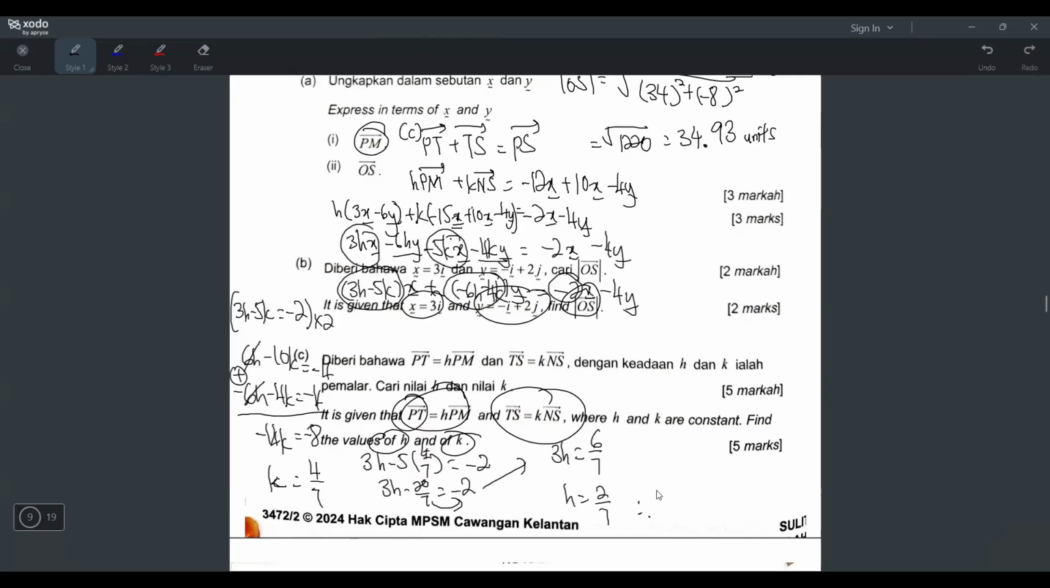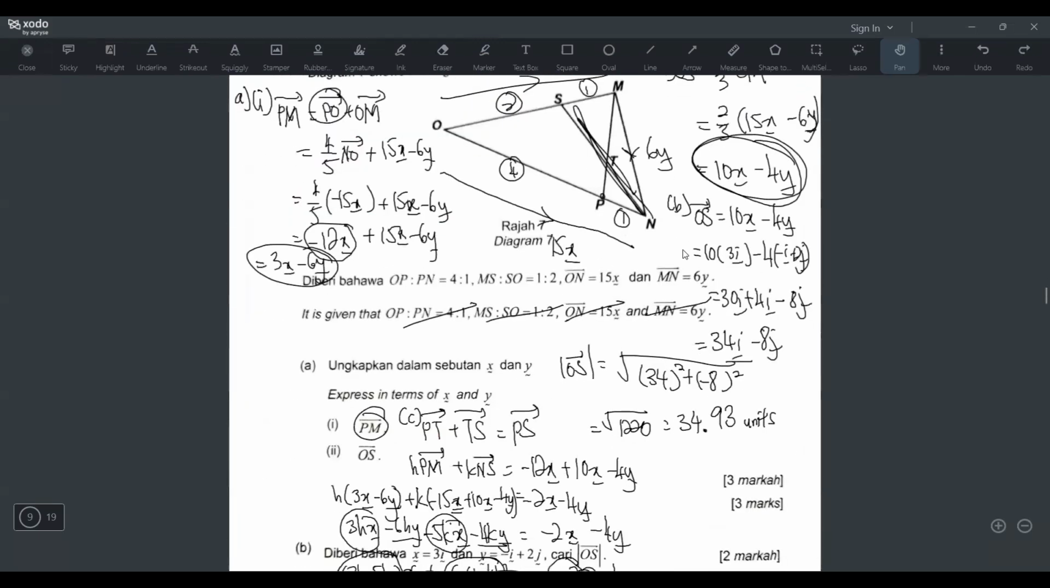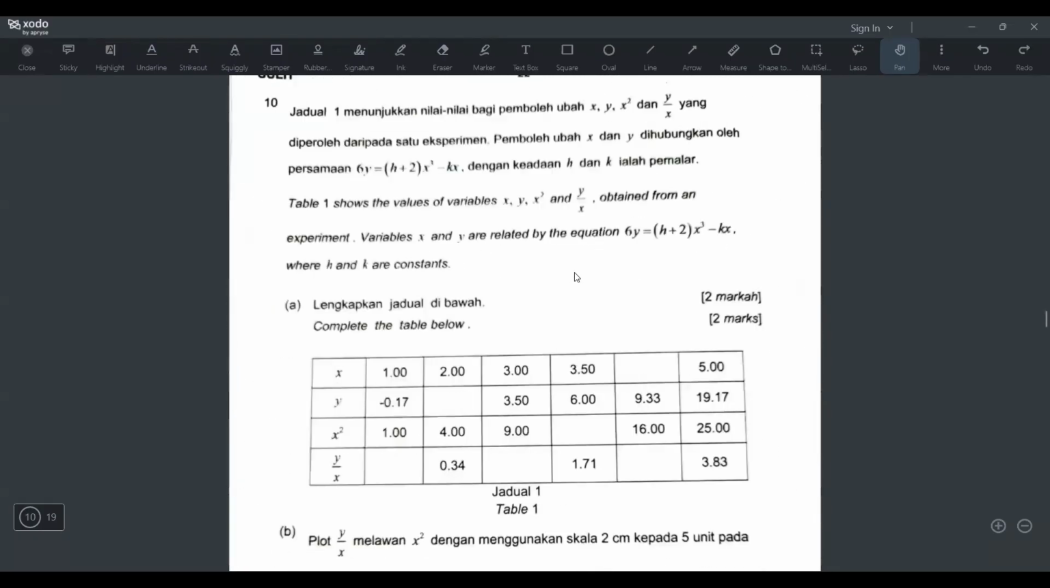They want to find h and k, right? So h is 2 over 7. k is 4 over 7. Okay? And that's how you do it. Okay, done. So this is worth 10 marks. In section B, it is always worth 10 marks for one question, right? So 3, 2, yeah, 10 marks. Okay, hope you understand.